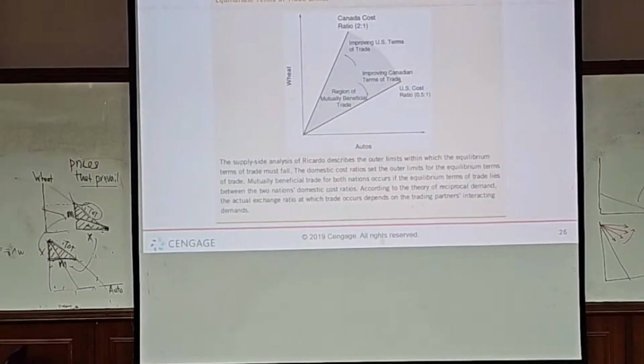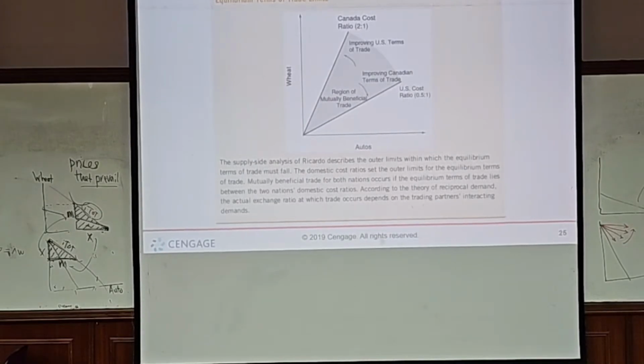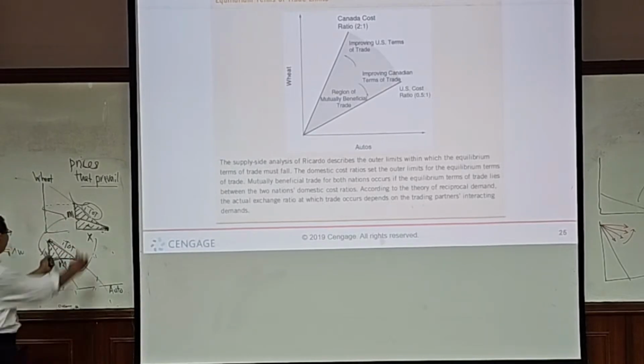So the supply side analysis of Ricardo describes the outer limits within which the equilibrium terms of trade must fall. Benefits for both nations occur if the terms of trade lie between the two nations' domestic cost ratios. Domestic cost ratio between, right? Because we can split. This is USA. Got it?